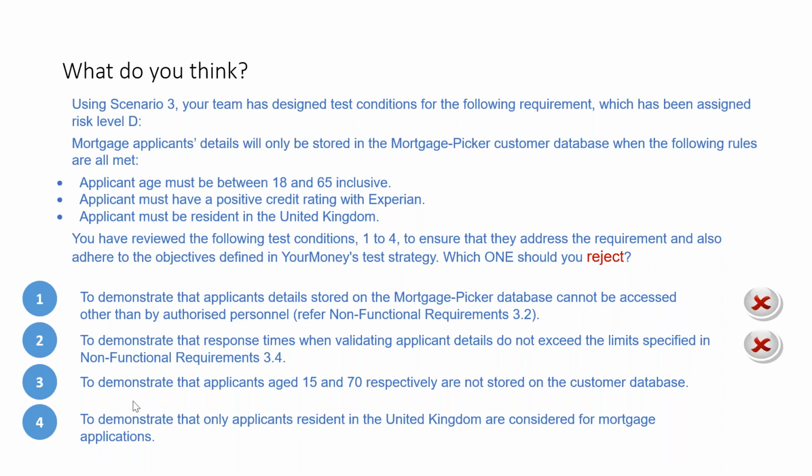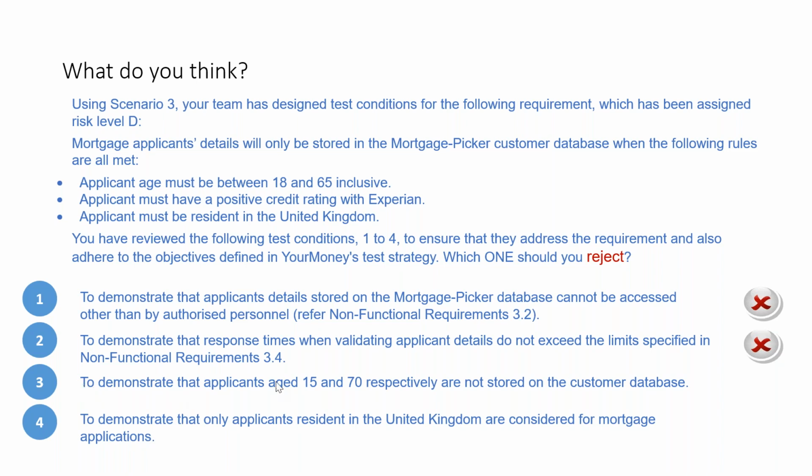Okay. The third one is to demonstrate that applicants aged 15 and 70 respectively are not stored in the customer database. So for this, applicant age must be between 18 and 65 inclusive. They wrote a test condition to demonstrate that applicants aged 15 and 70 respectively are not stored on the customer database. Will you accept or reject this? Okay, we will not come to the answer yet. We will look at the fourth one. To demonstrate that only applicants resident in the UK are considered for mortgage application, because applicants must be resident, so that is a good test condition.